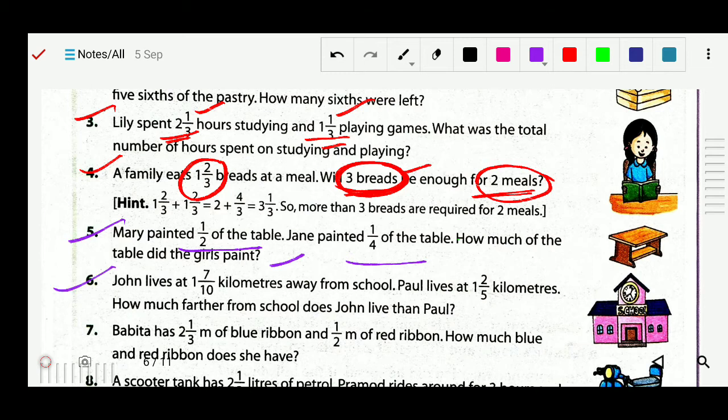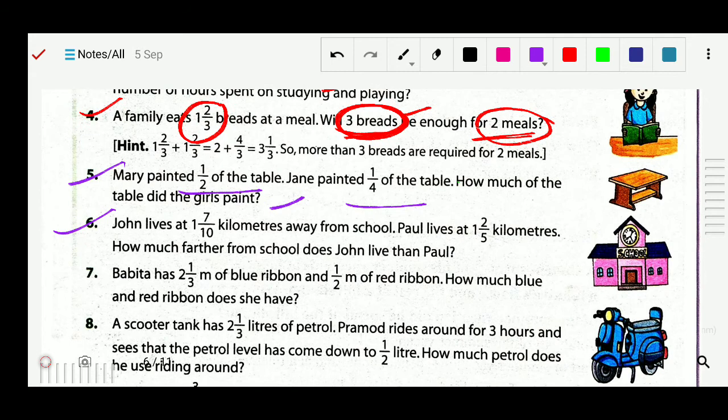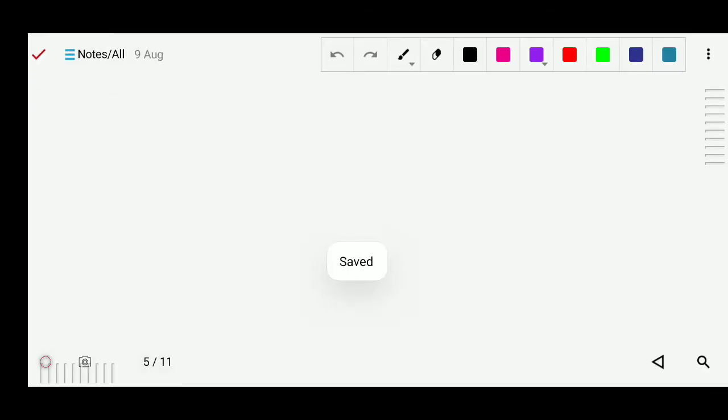Now we will solve question number 6. John lives 1 and 7 by 10 kilometers away from the school. Paul lives 1 and 2 by 5 kilometers away. How much farther from the school does John live than Paul? It means we have to find the difference of their distances from the school.